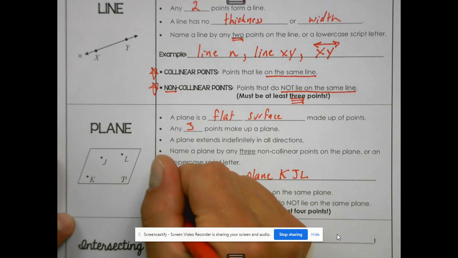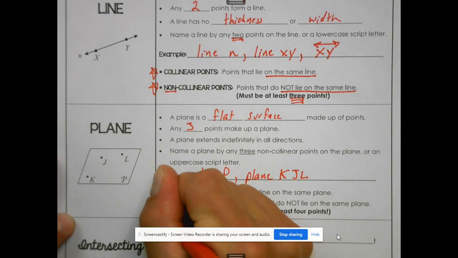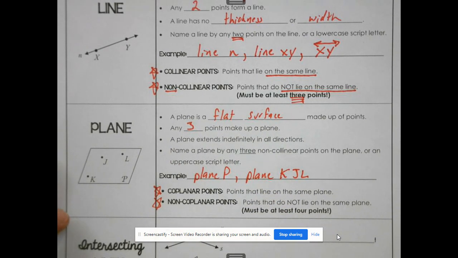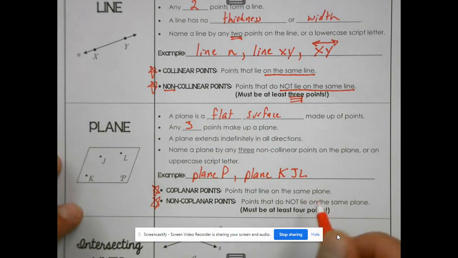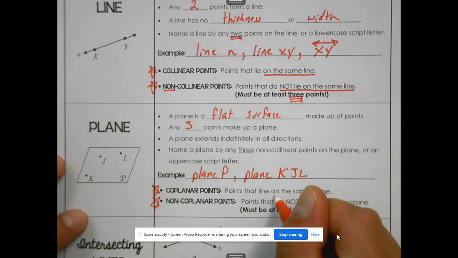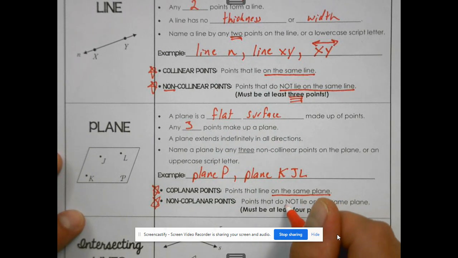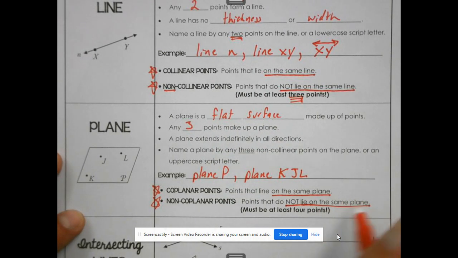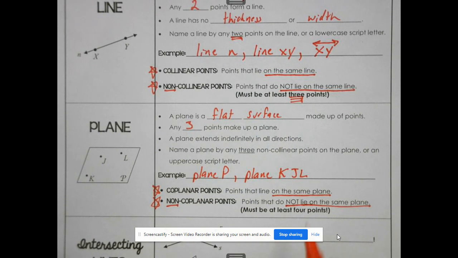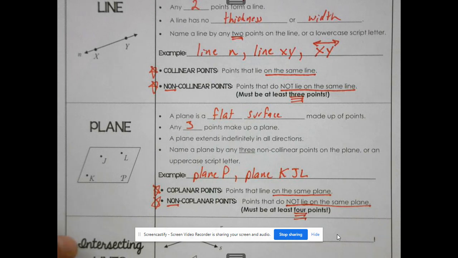And just like collinear, non-collinear, we've got coplanar points and non-coplanar points. Coplanar, points that lie on the same plane. Non-coplanar points, these are points that do not lie on the same plane. All right. And with this, you have to have at least 4 points to be considered coplanar points.